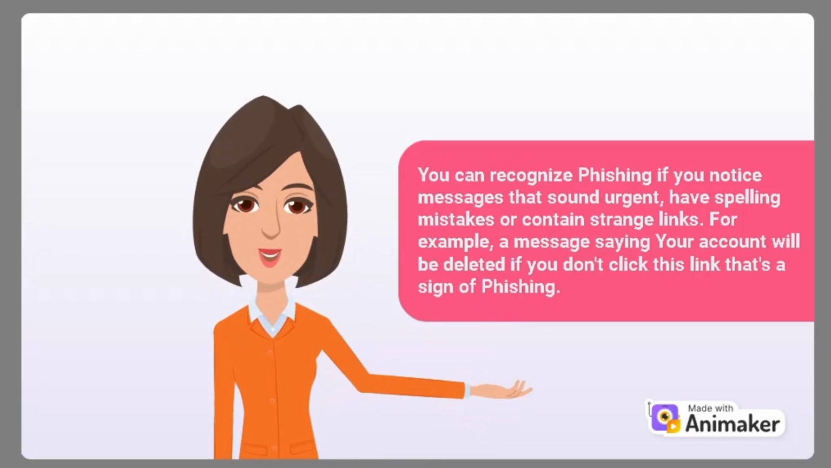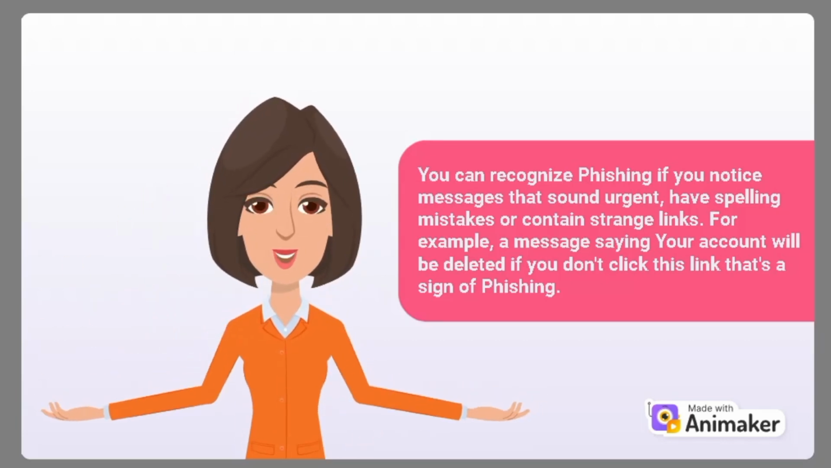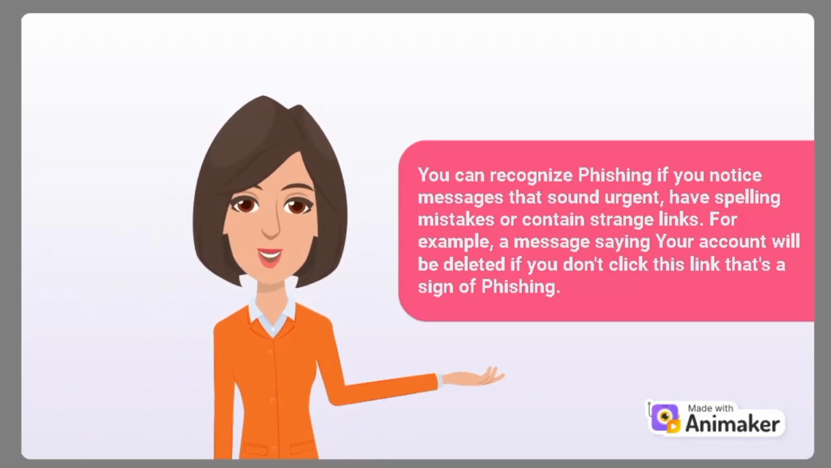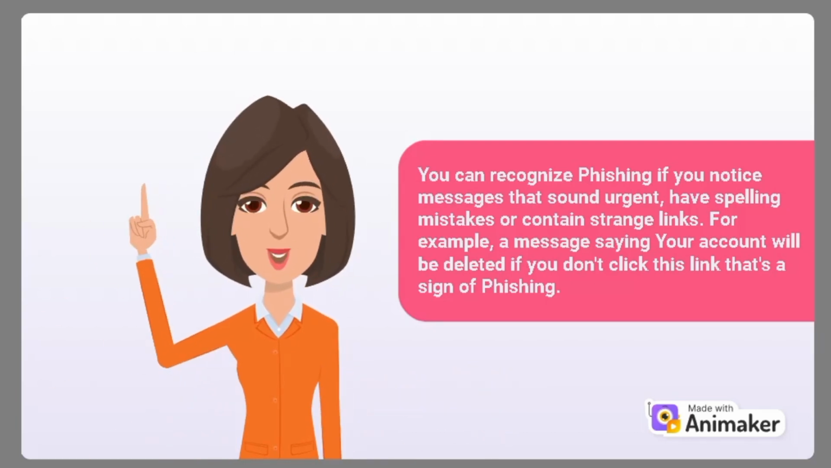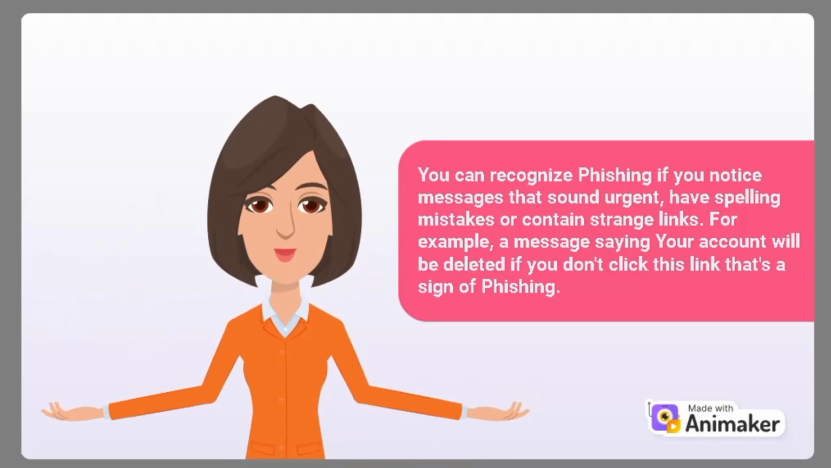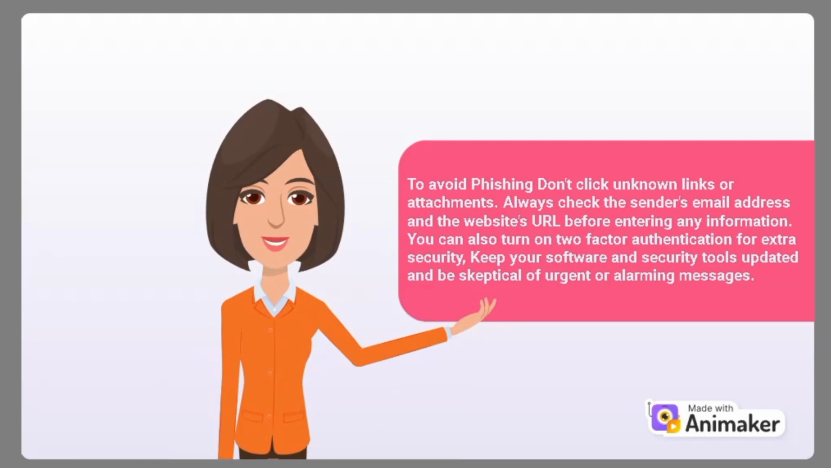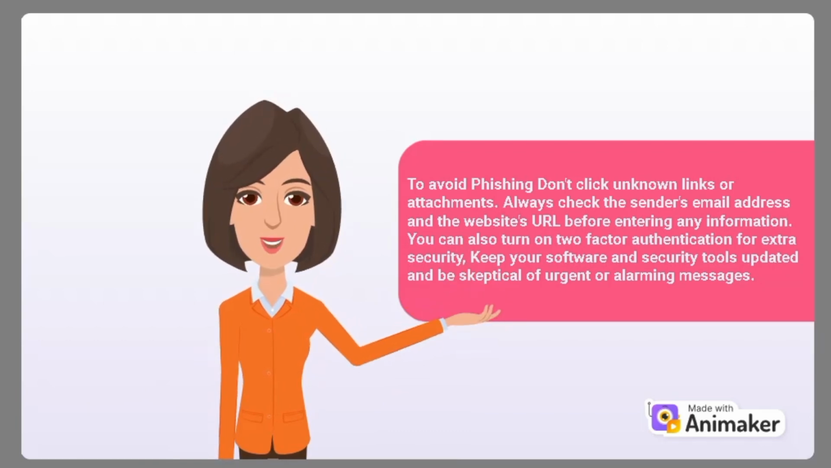You can recognize phishing if you notice a message that sounds urgent, has spelling mistakes, or contains strange links. For example, a message saying your account will be deleted if you don't click this link, that's a sign of phishing. To avoid phishing, don't click unknown links or attachments.